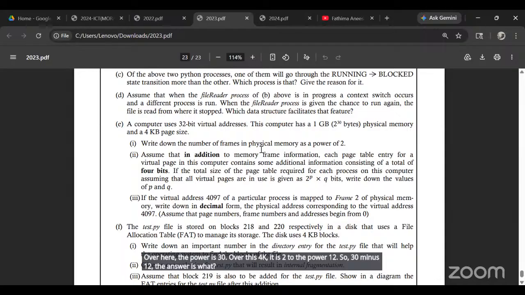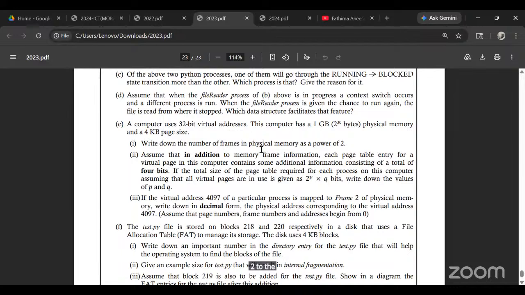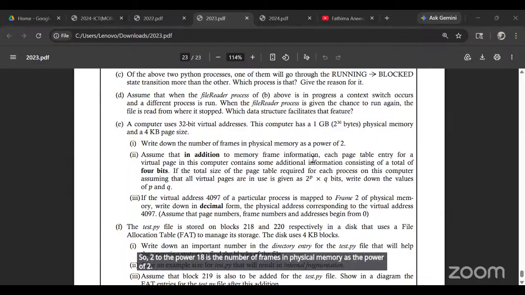18. So the number of frames in physical memory as a power of 2 is 2 to the power 18. Simple. I don't have to write and show, right? Clear?